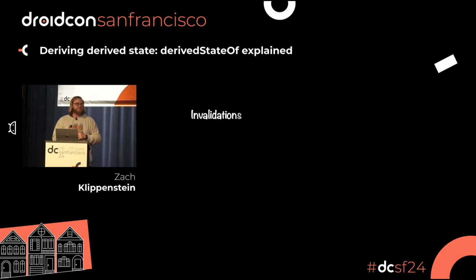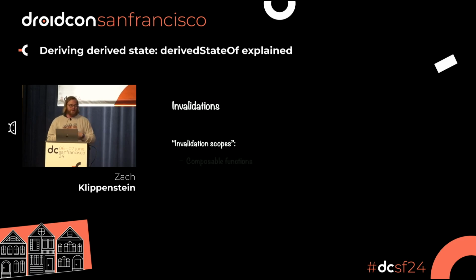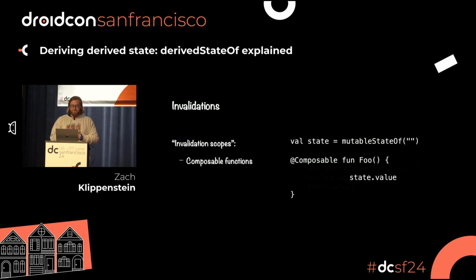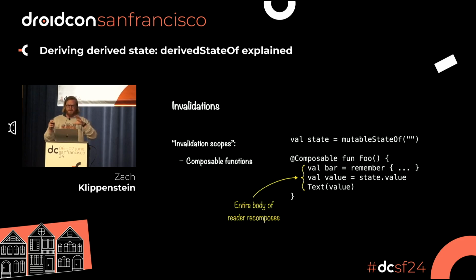So there's a couple of different types of functions or examples of functions that can do this. The first one, like I just said, is composable functions. But one thing important to remember here: when you recompose a function that reads a state, the entire body of the function that read that state is going to rerun. So we're going to rerun the body of foo here, not just the text composable.